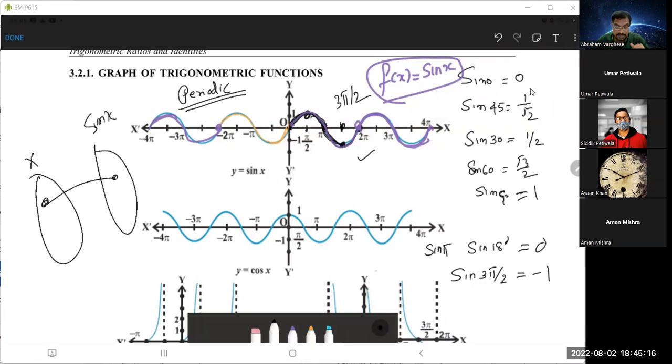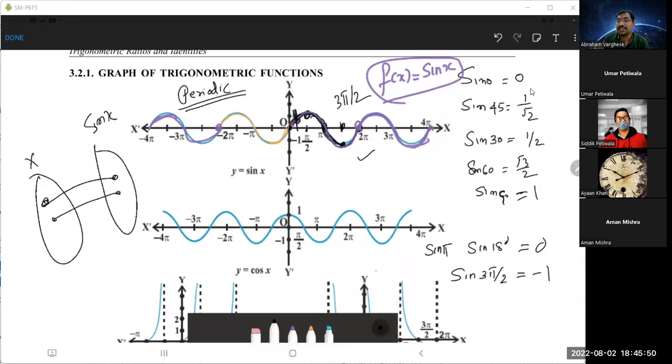Any value you give instead of this x, it will always give one value. That means every element in x has an image, only one image. If I take 30 degrees, you will get one value. 60 degrees, you will get one value. If I give 30 degrees and you get two different values, then it is not a function. But you are getting only one value. Therefore, it is always a function.